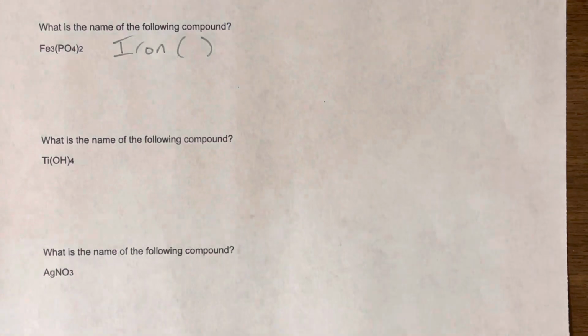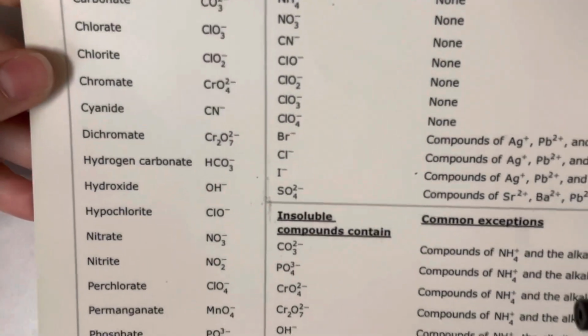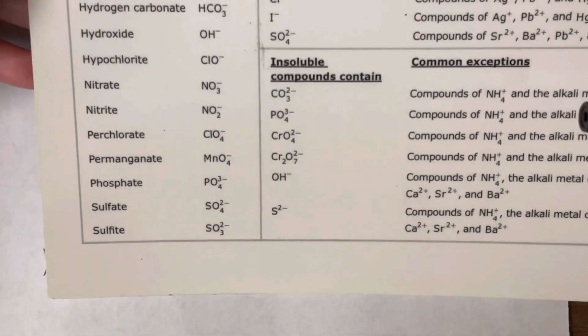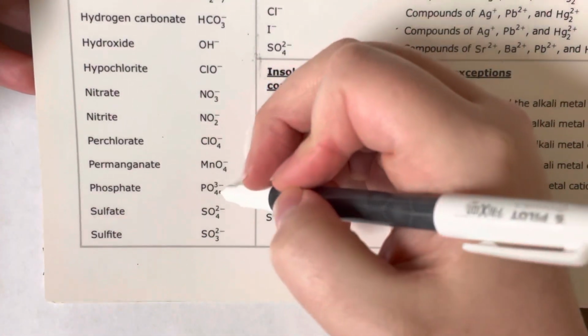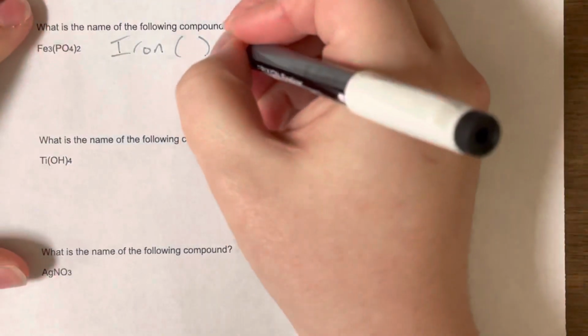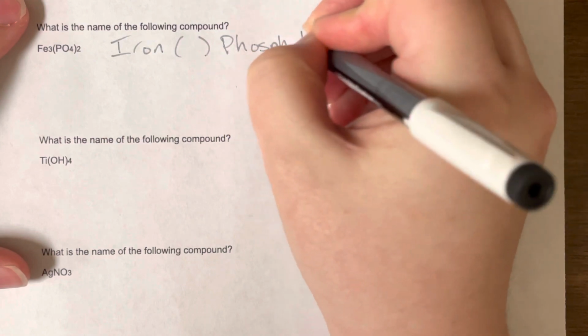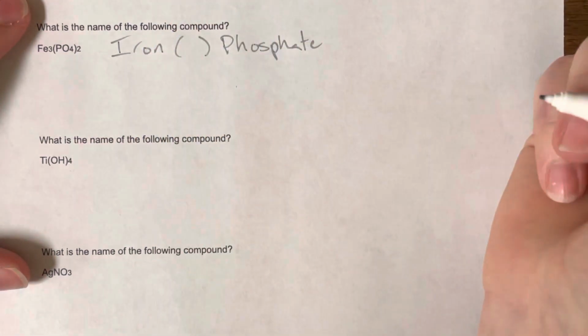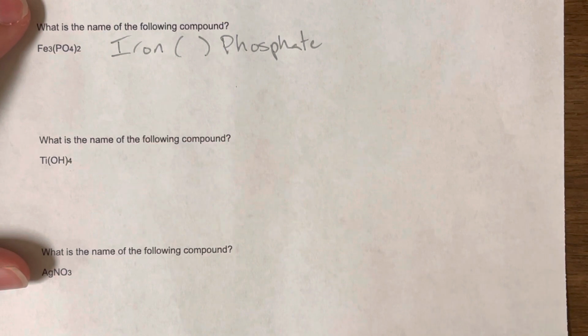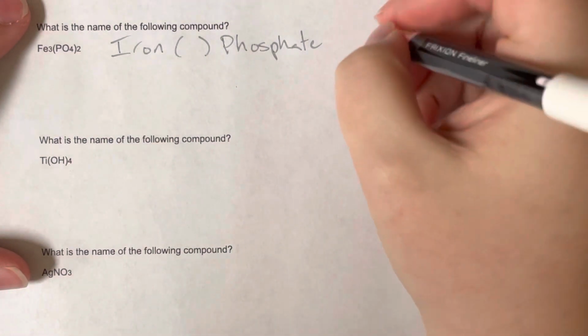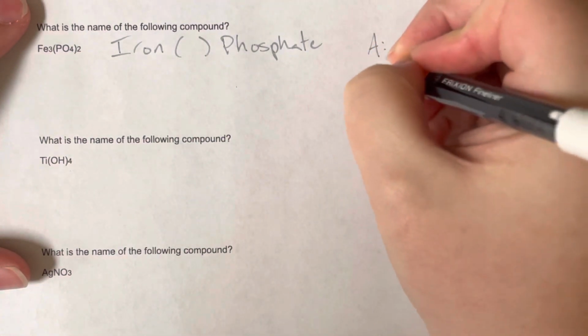Then I'm going to look at my anion. My anion is PO4, which is multiple atoms, so that's a polyatomic ion. So I'm going to find my polyatomic ion inside of my periodic table. PO4 is phosphate, and polyatomics do not change their name. So this is iron something, phosphate, and now I need to figure out what that something is. I need to find the oxidation state. So I will do my anion versus cation math.